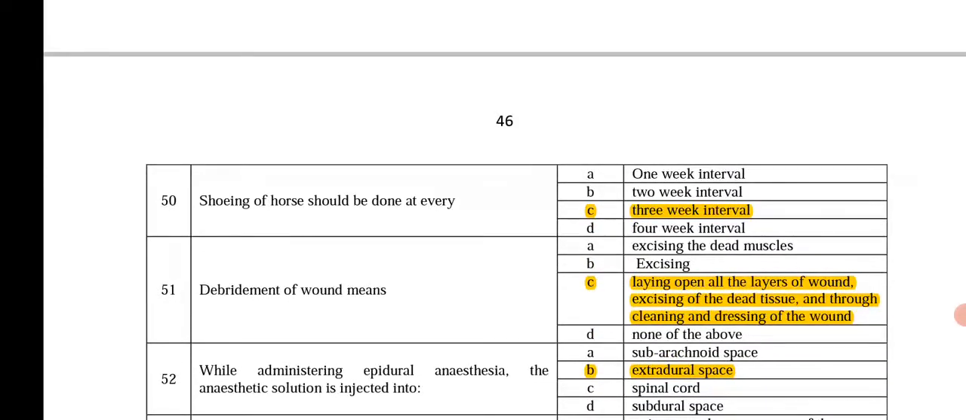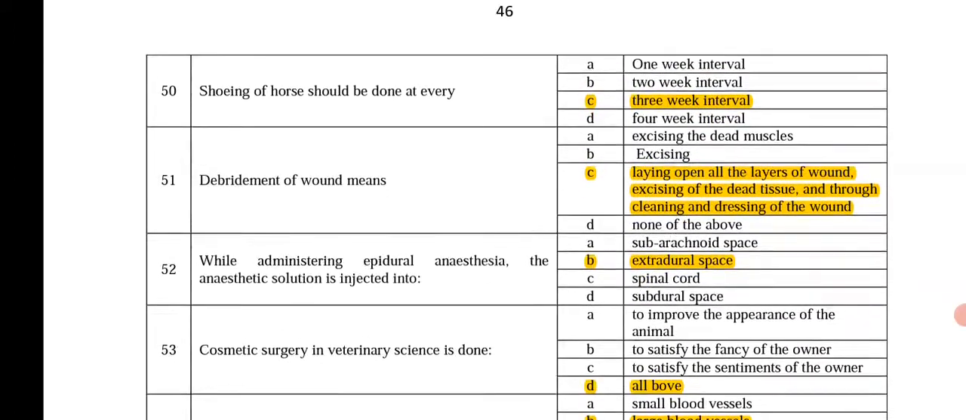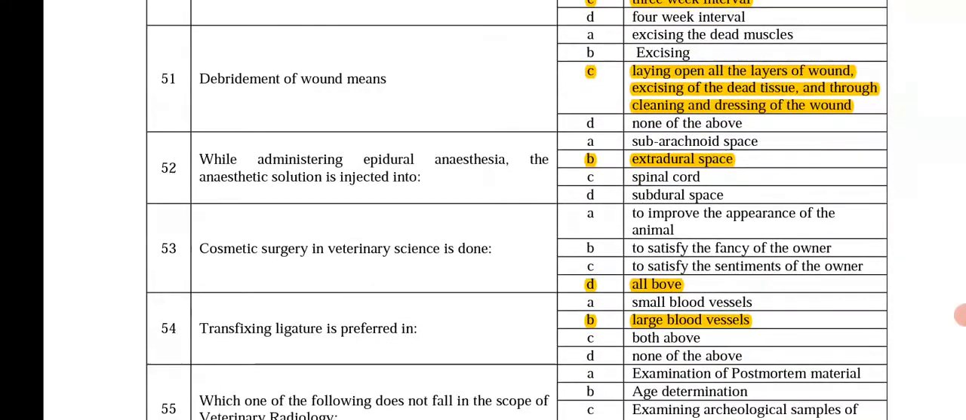Shoeing of horse should be done at 3-week interval. Debridement of wound means laying open all the layers of wound, excising the dead tissue, and thorough cleaning and dressing of the wound. While administering epidural anesthesia, the anesthetic solution is injected into the extradural space. Cosmetic surgery in veterinary sciences is done for all of the above reasons: to improve the appearance of the animal, to satisfy the fancy of the owner, to satisfy the sentiments of the owner.